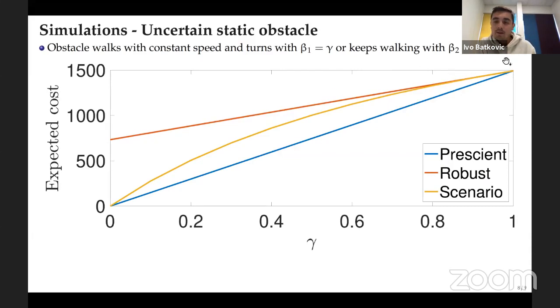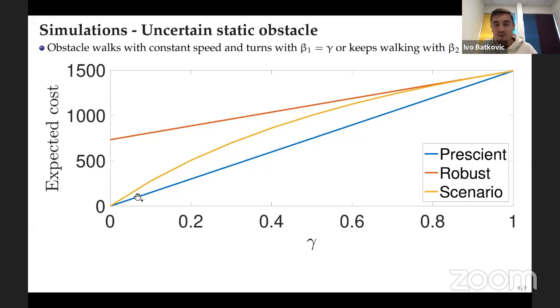robust MPC. It's performing quite badly. The orange line is our proposed approach with the scenario MPC. And the blue line is a prescient MPC, which basically knows what the outcome will be beforehand. So this is like the lower bound, the best expected cost we can get in this scenario. So when gamma equals 1, it basically means that the pedestrian will always cross. And in that case, the robust MPC, the prescient MPC, and also the scenario MPC overlap. But as soon as you introduce some kind of probability that the pedestrian won't cross anymore, you can see that the robust cost is still being higher, while the scenario MPC is going down slowly towards the prescient MPC.